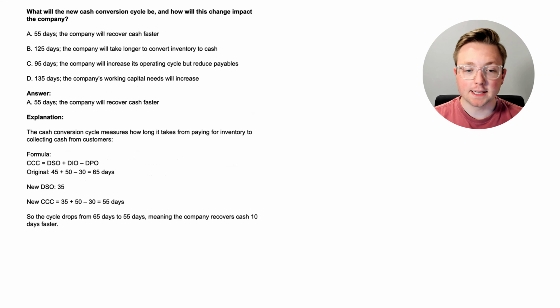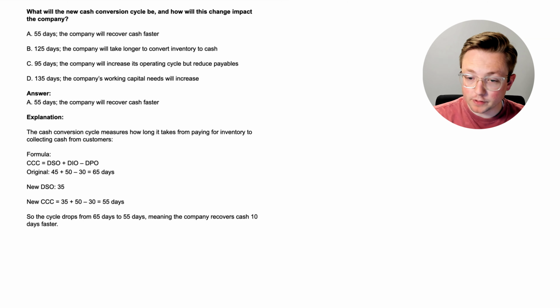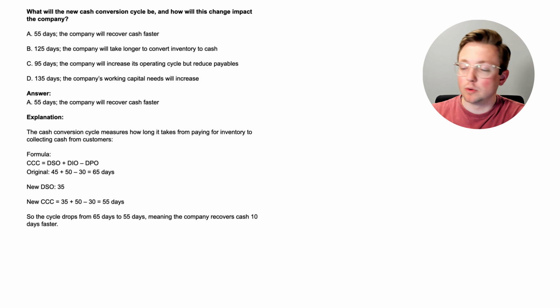All right, here we are. The answer is A, 55 days, the company will recover cash faster. So let's quickly go over this. The cash conversion cycle measures how long it takes from paying for inventory to collecting cash from customers. So spending money to then earn money, how long does that take?